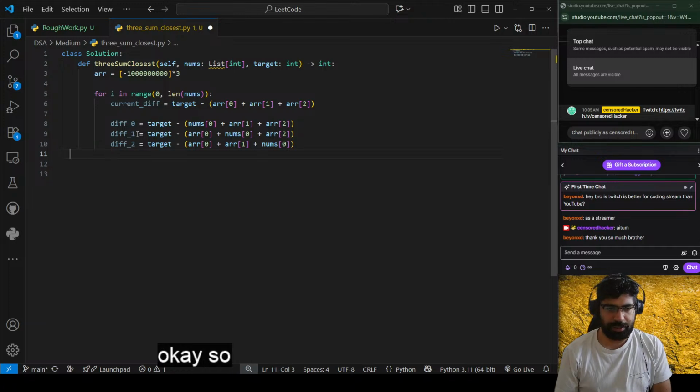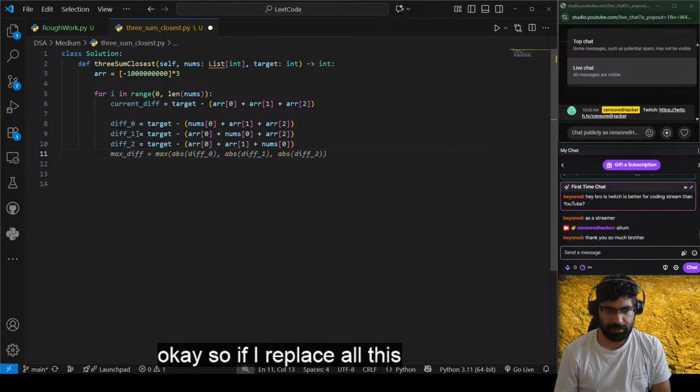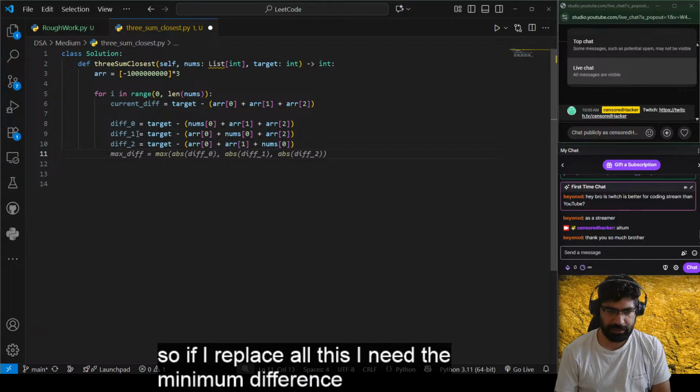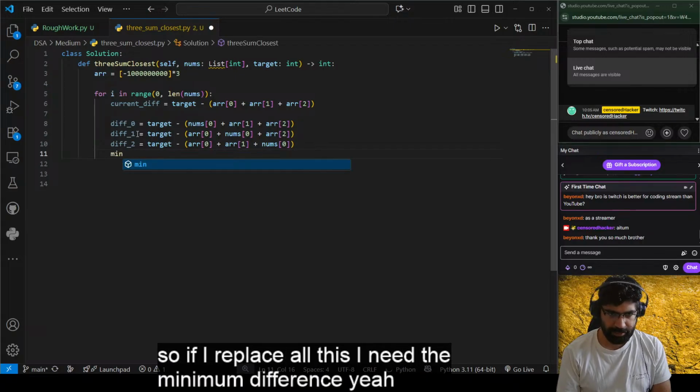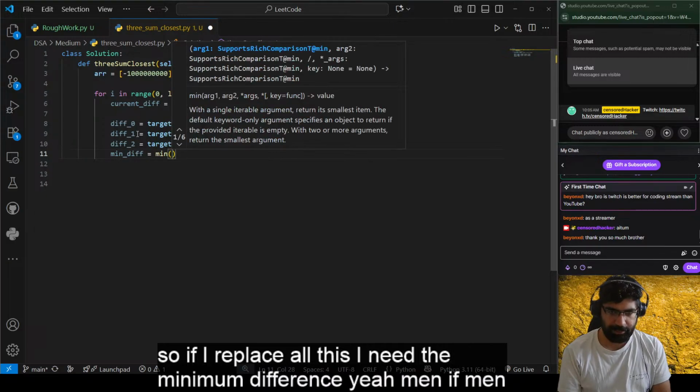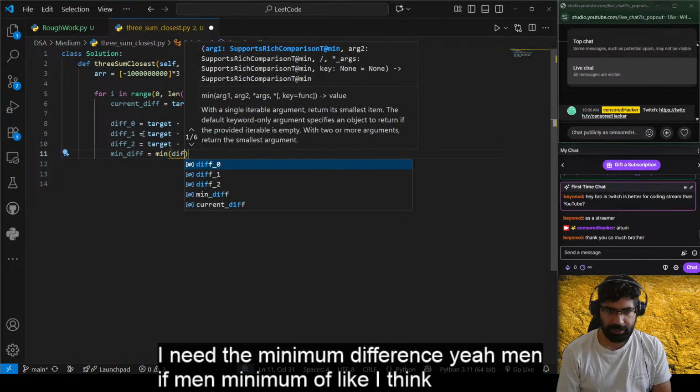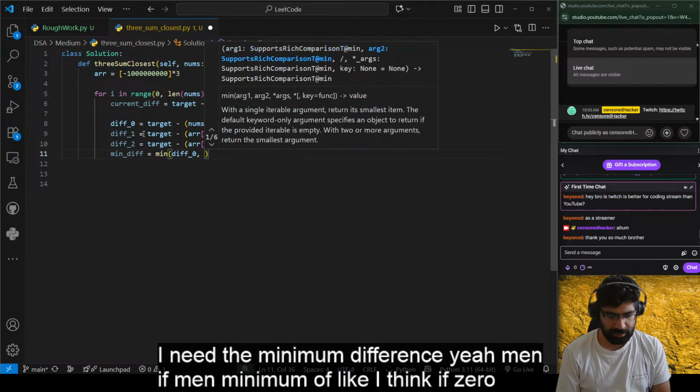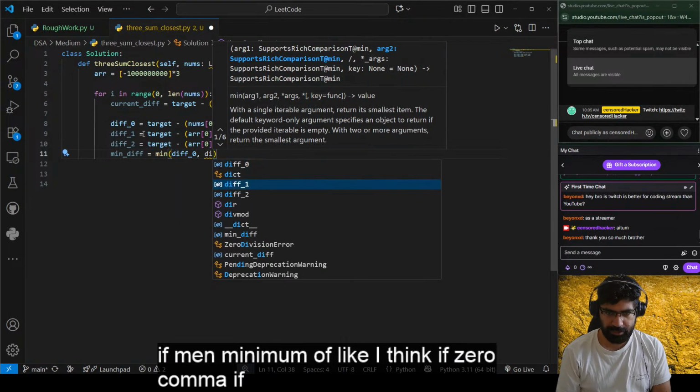So if I replace all this, I need the minimum difference. Yeah, min diff equal to minimum of, I think, diff 0 comma diff.